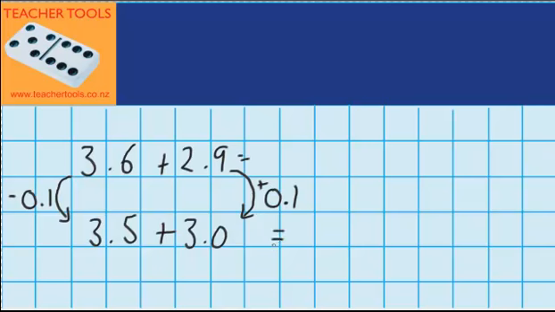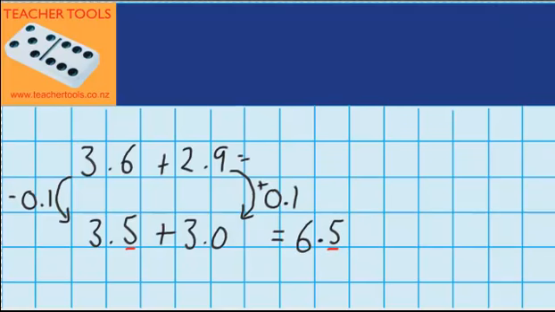And you can see I'm left with a much easier question to answer. 3.5 plus 3 is 6.5. Notice how because I was adding a whole number, the tenths that I had didn't change. Now remember, it's not enough to just say that one number gets bigger and one number gets smaller. We need to be able to explain why that's happening.